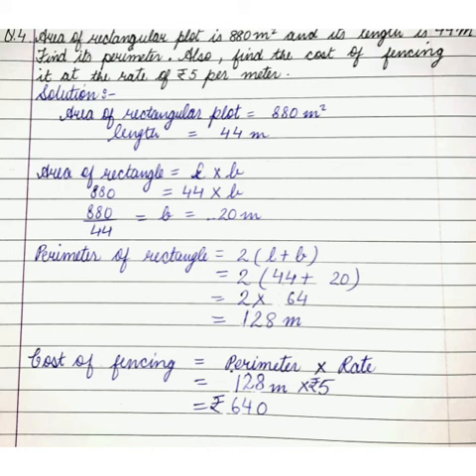Now since it is multiplied here, when it goes to the other side, it should be divided. So 880 divided by 44 is equal to 20 meter. Now we can find the perimeter. Perimeter is 2 into (length plus breadth). So 2 into (44 plus 20). So 2 into 64, that is 128 meter. Now for finding the cost of fencing, because it is fencing, we have to use perimeter into rate, that is 128 meter into 5, that will be 640 rupees.